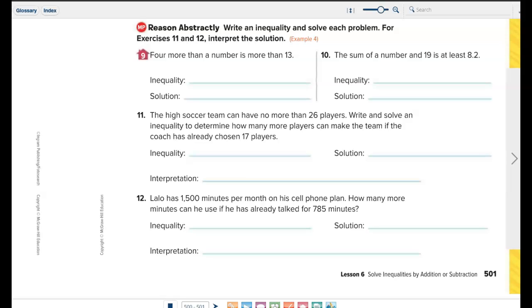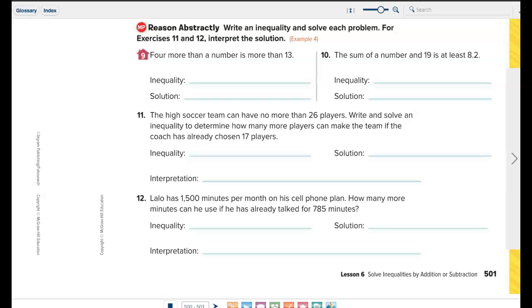Okay, so today we are again in your books on page 501. We're still working with solving inequalities by addition and subtraction. Your assignment is going to be 7 through 12 on page 501, but I'm going to do 9 through 12 with you. So as long as you write down all of the work that I do, you're going to get the majority of your assignment done in this video.